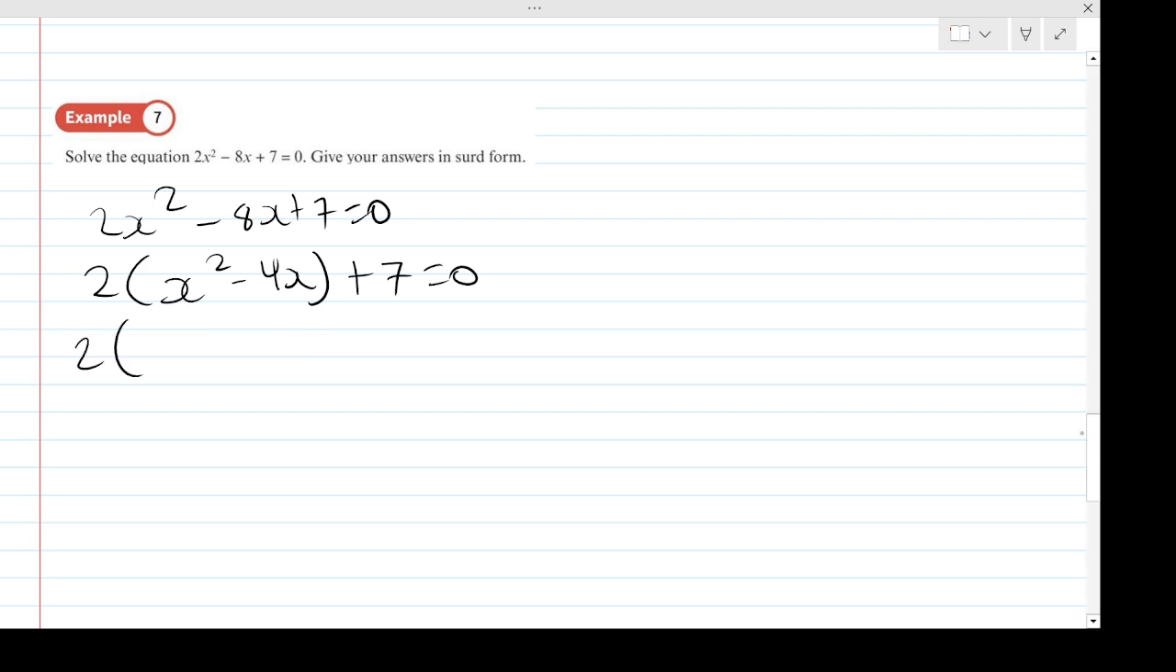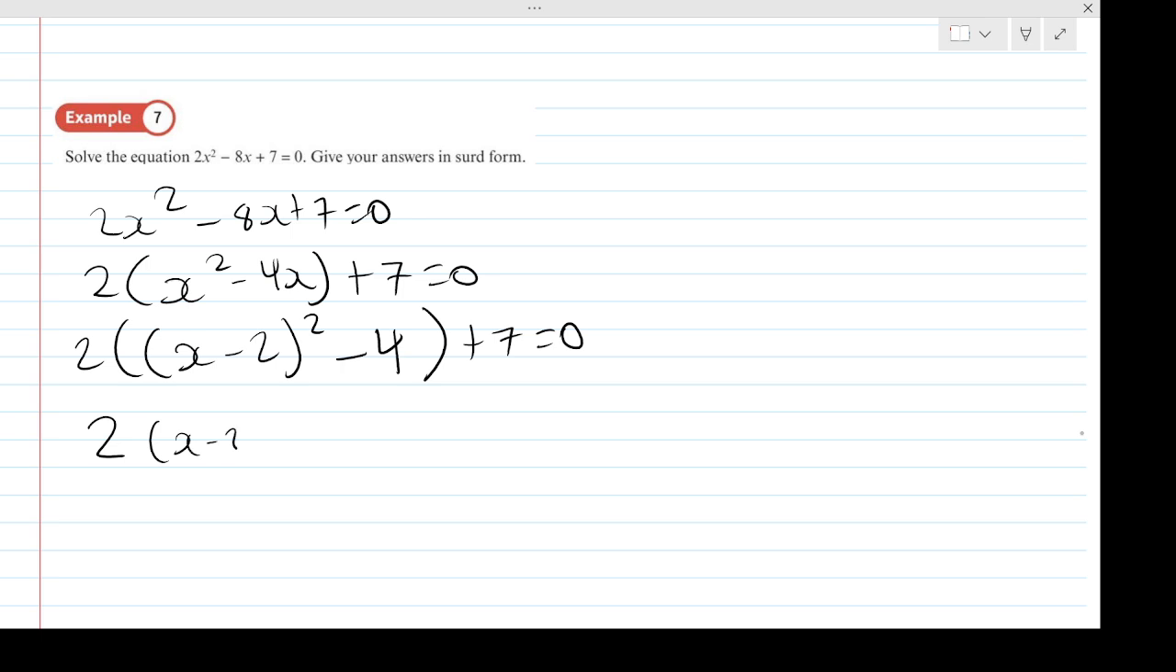So I'm going to have 2 lots of, and then I complete the square inside here. That's going to be another bracket, x minus, half of minus 4, that would be minus 2, all squared. Then I'm going to do minus the 2 squared, so it'd be minus 4, close the bracket, plus 7 equals 0. Okay, now I'm going to expand it. So then I'm going to have 2 of x minus 2 squared, and then 2 times minus 4, that'd be minus 8, plus 7.